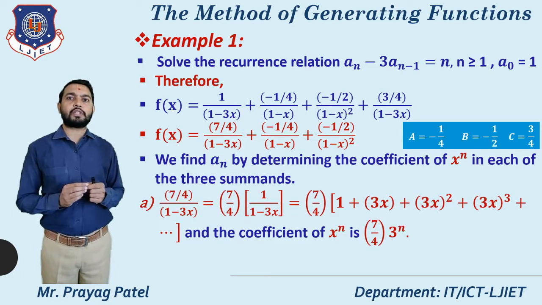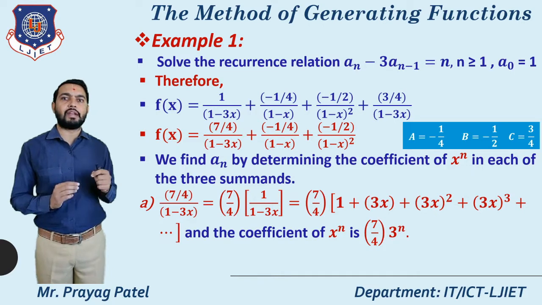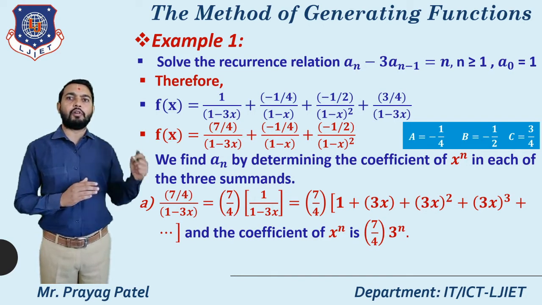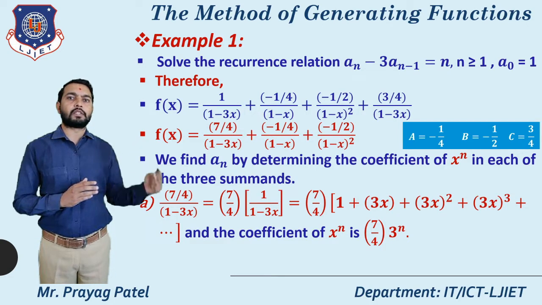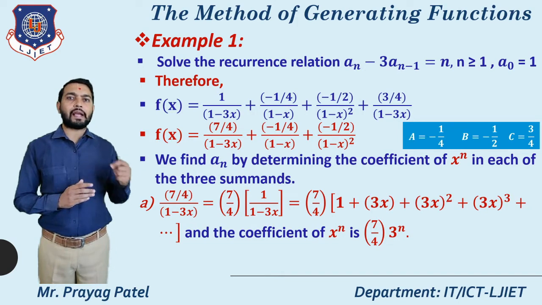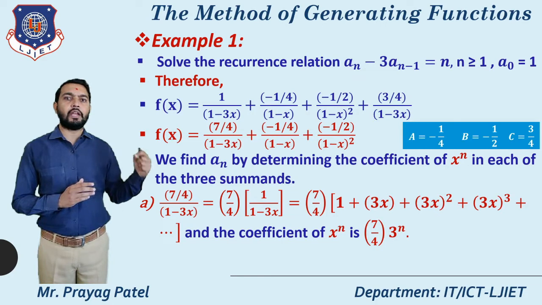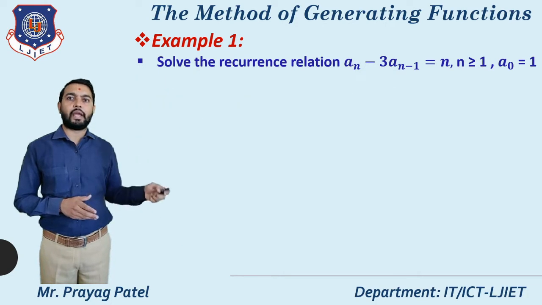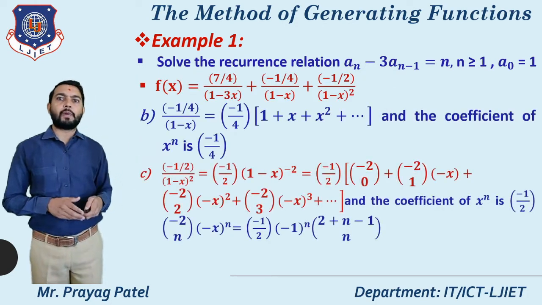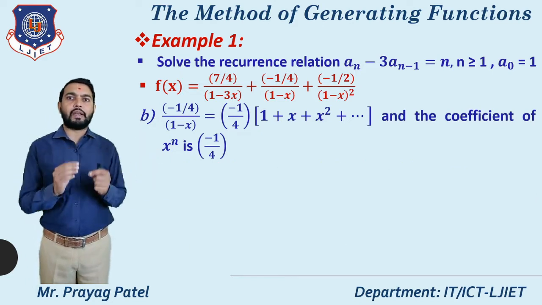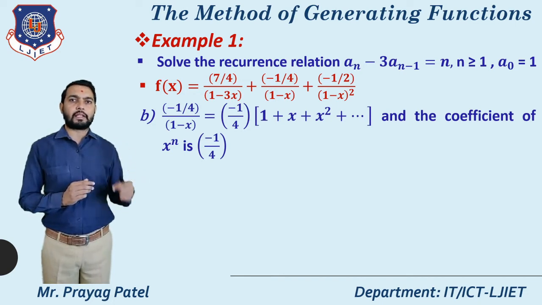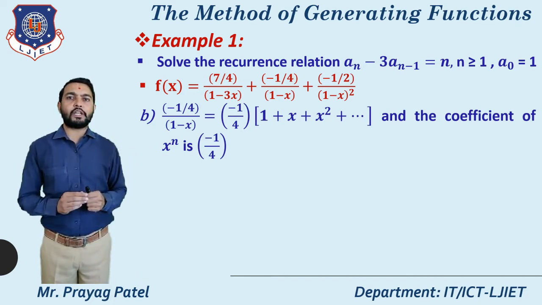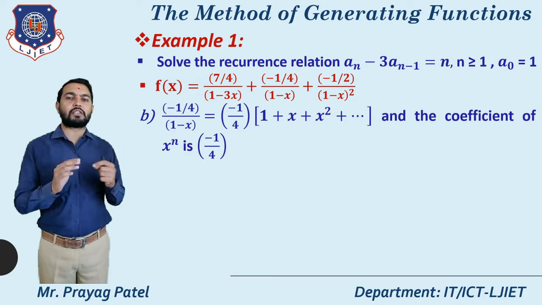We find a_n by determining the coefficient of x^n in each of these three summations. So here the first summation, 7 by 4 divided by 1 minus 3x, is equal to 7 by 4 times 1 plus 3x plus 3x squared plus 3x cubed, like this. So the coefficient of x^n is 7 by 4 times 3 to the n. Now the next part is B: minus 1 by 4 divided by 1 minus x is equal to minus 1 by 4 into 1 plus x plus x squared, like this, and the coefficient of x^n is only minus 1 by 4.